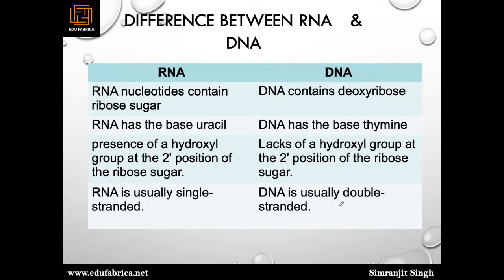So the difference between DNA and RNA is that RNA nucleotides contain ribose sugar, whereas DNA contains deoxyribose sugar. And RNA has the base uracil, where DNA has the base thymine. On the other side, RNA has a hydroxyl group at the second position of the ribose sugar, whereas DNA lacks the hydroxyl group at the second position of the ribose sugar. And RNA is usually single stranded and DNA is double stranded.